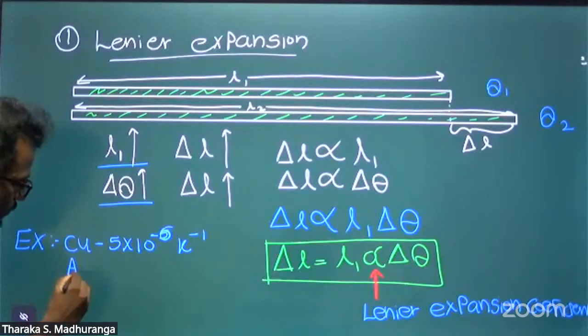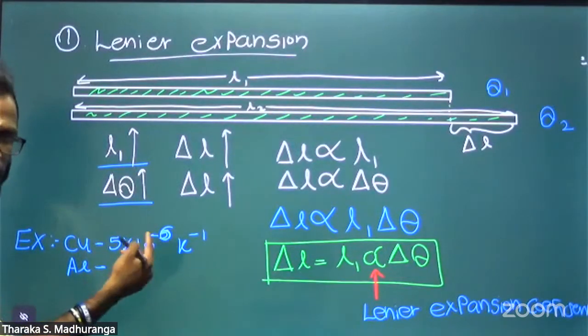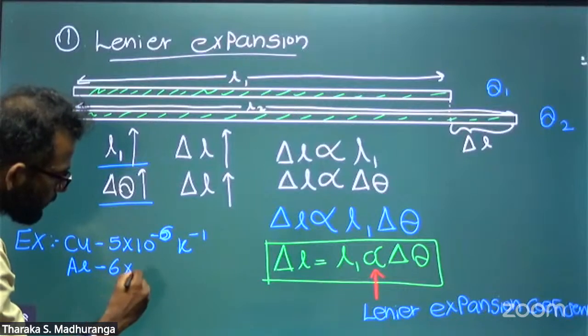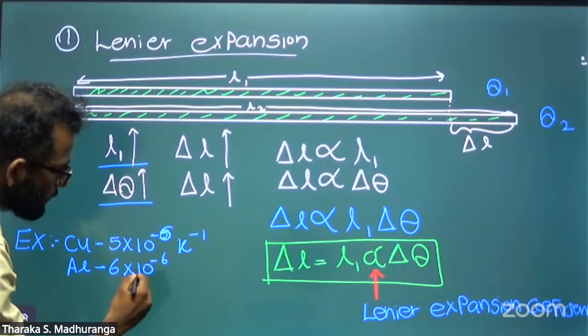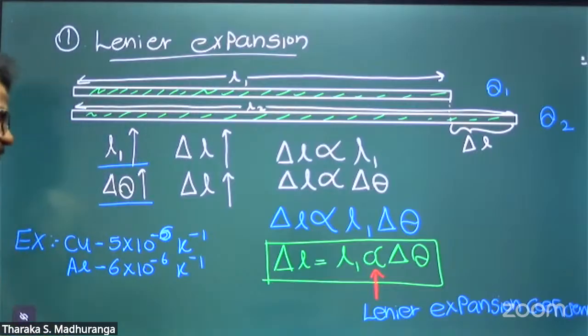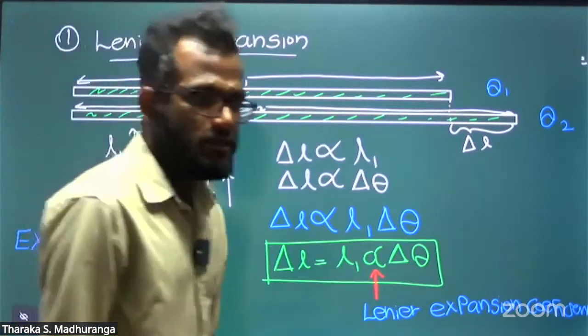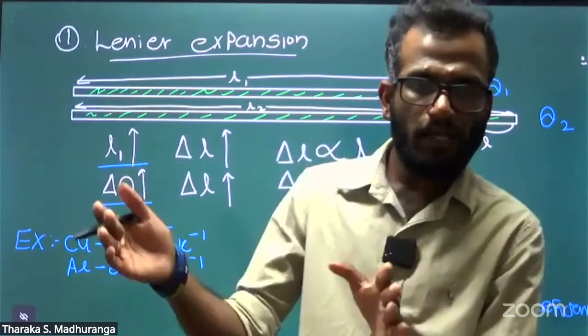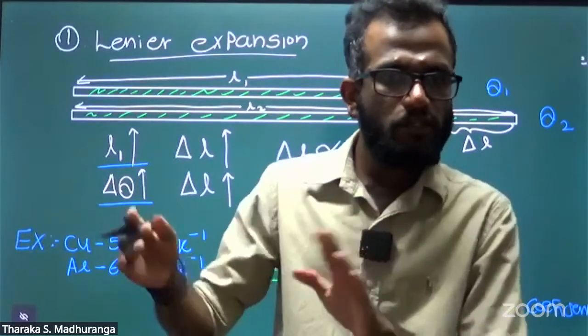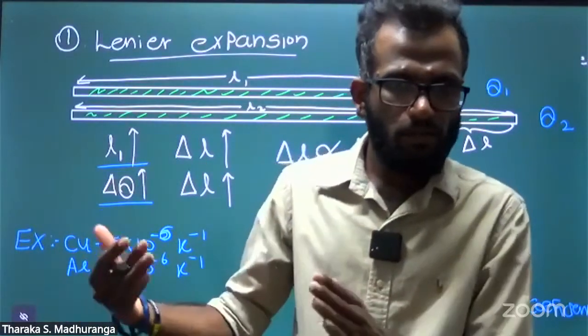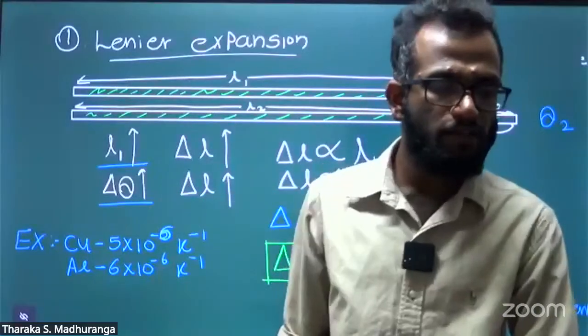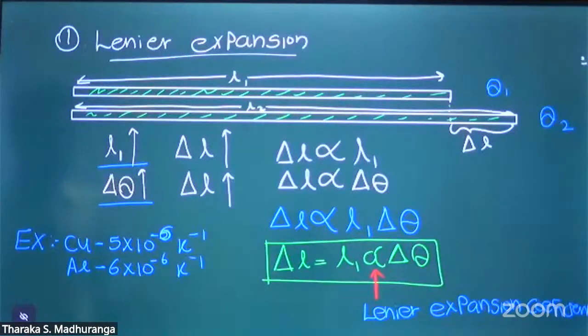If you have aluminium, its value is different: 6 into 10 to the power minus 6 per Kelvin. Okay, examples. When the matter type changes, the linear expansion coefficient varies. That is always given in the exam. I will explain in the calculations.